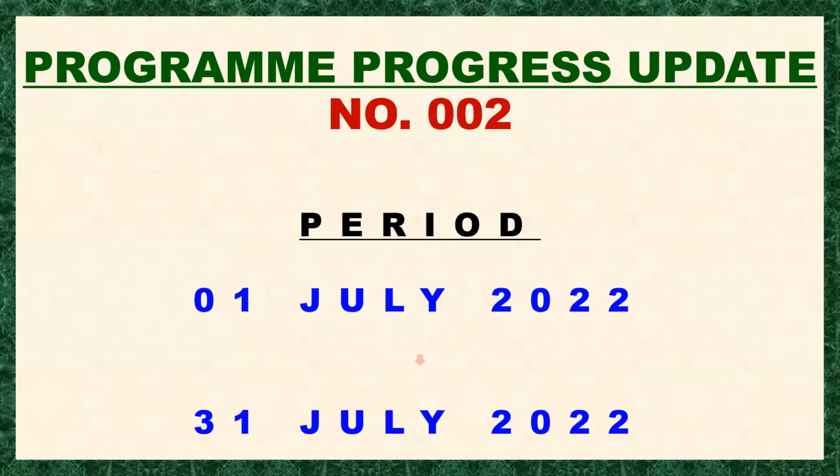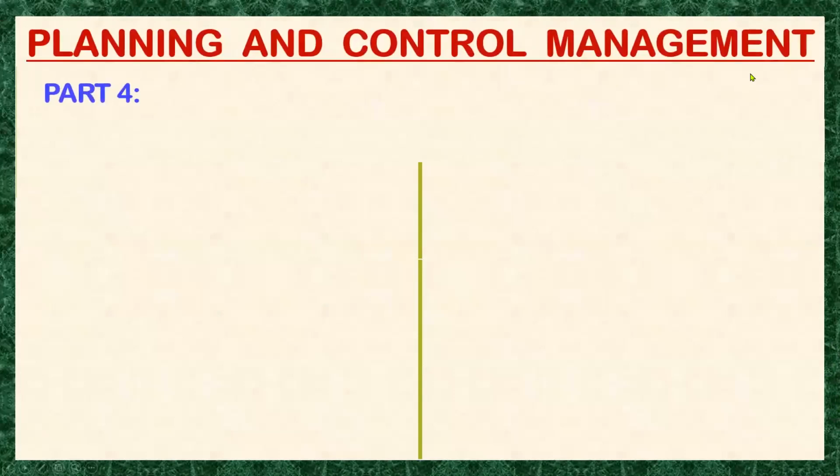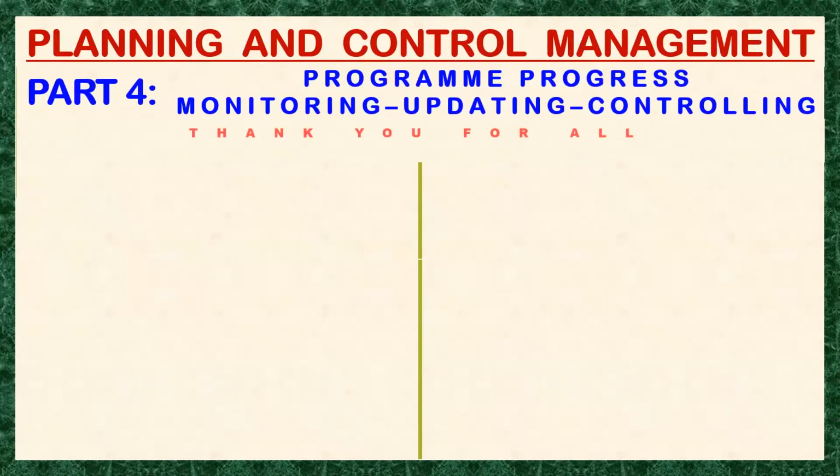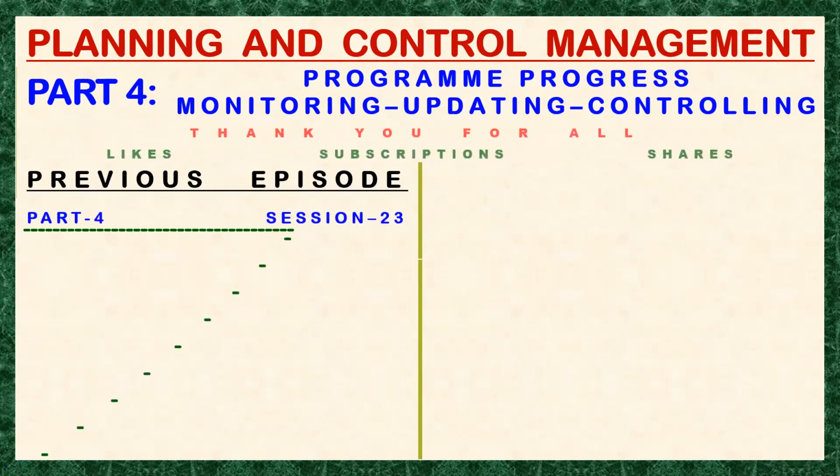Okay, it's been a while since I prepared the continuation of our exercise, but now I've got the time to prepare this one. So let's start now. Planning and control management part 4, program progress monitoring, updating and controlling.